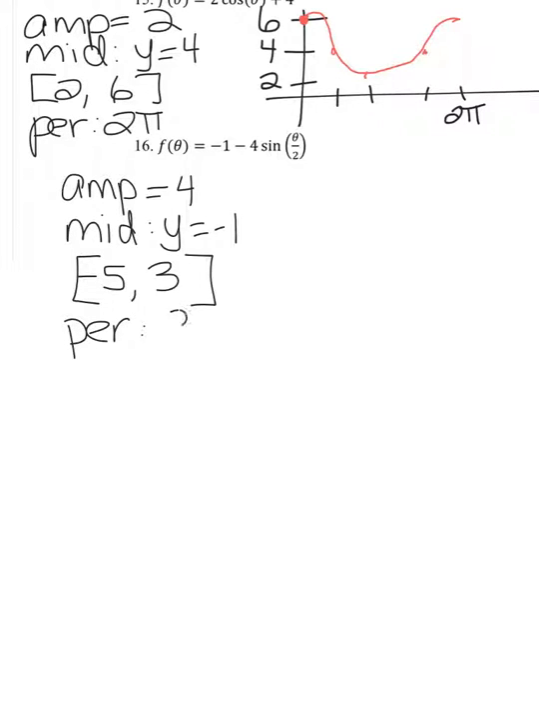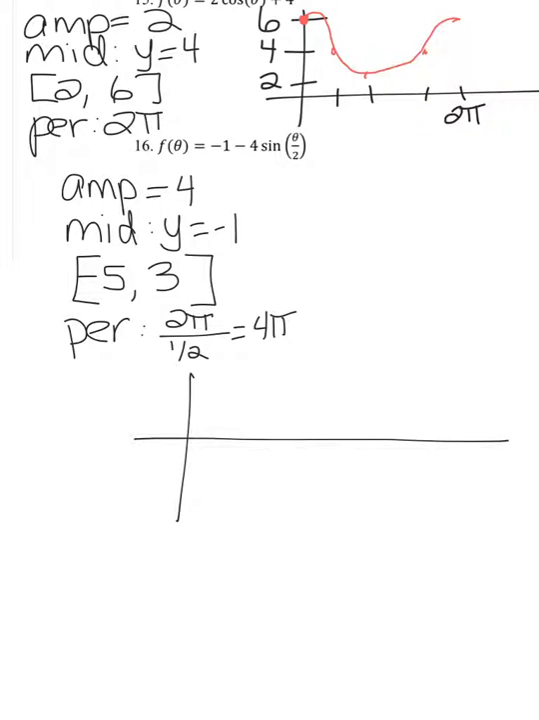is going to be 2 pi divided by 1/2. 2 divided by half actually gives me 4, so this is 4 pi. So here, this is actually an interesting graph because you're not going to see everything here. So you go down to -5. Midline is y equals -1, and you go up to 3.